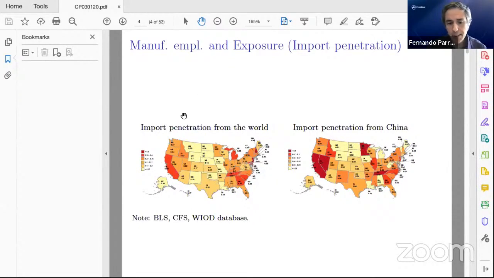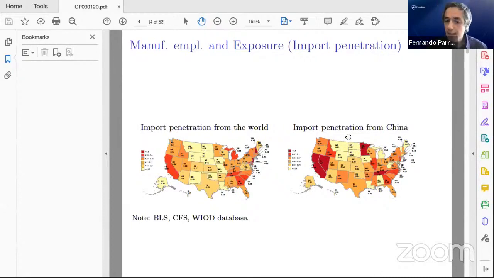So on the left panel, we computed the import penetration from the world. And we can see that some states such as California, New Jersey, Delaware, or Georgia have heavy exposure to changes in tariff from the world compared with the rest of the economy. On the right-hand side, we compute the import penetration from China. And similarly, we see that some states such as California, Nevada, Tennessee, Minnesota are highly exposed to changes in tariff from China compared to the rest of the economy.